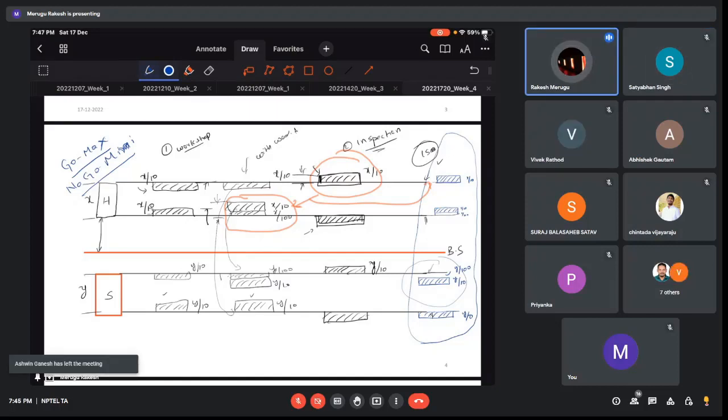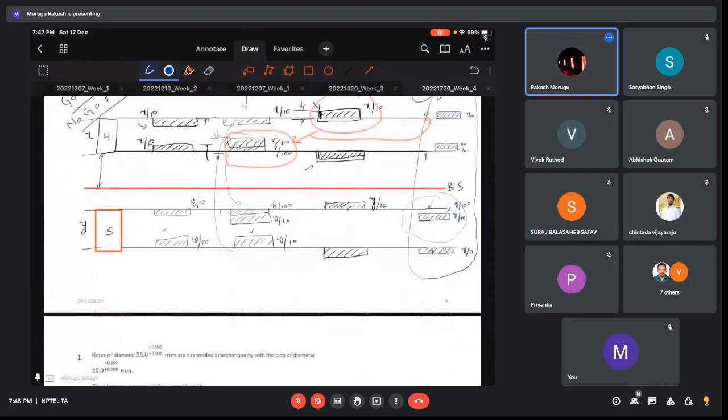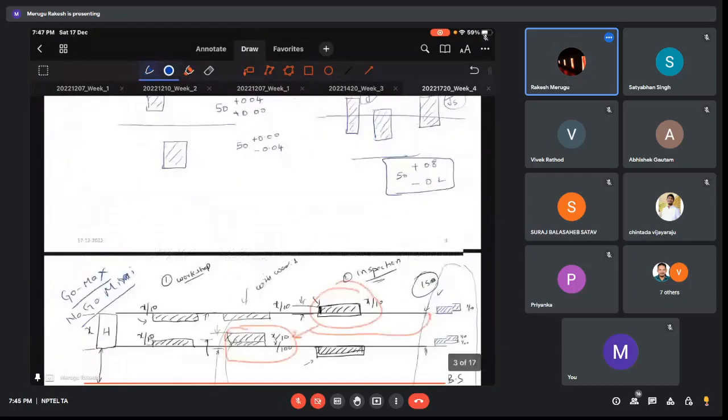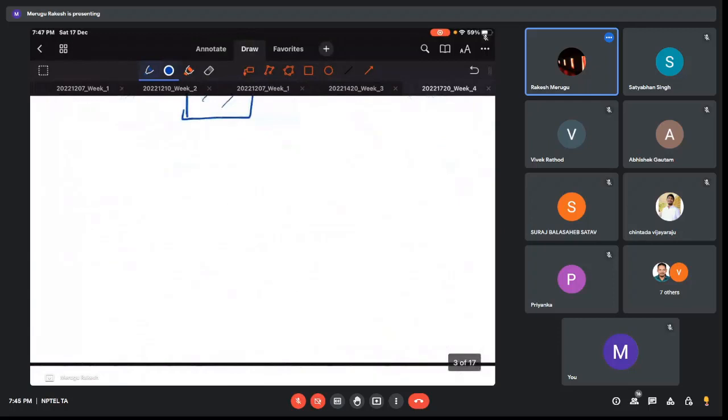Just so, can anyone remember what types of materials we use for these gauges? Just in case there is any question on the materials. What types of materials do you use for limit gauges?